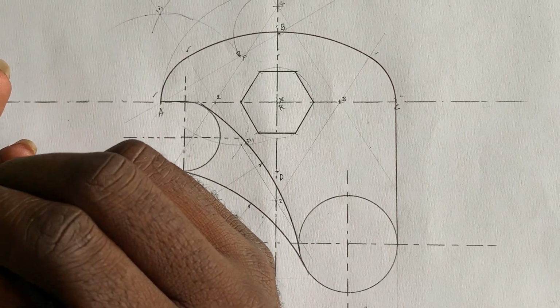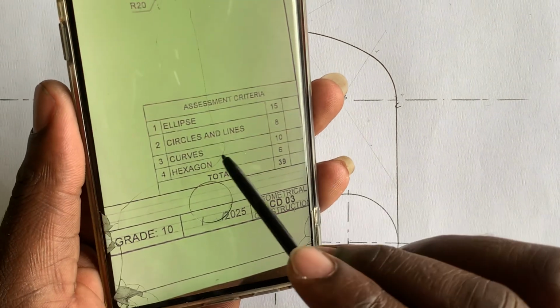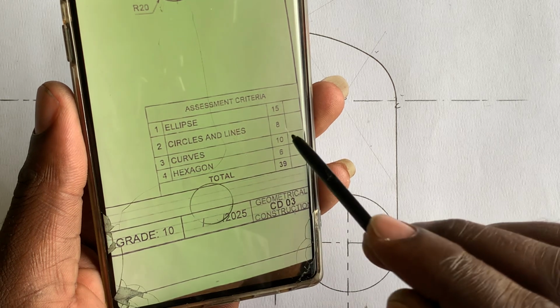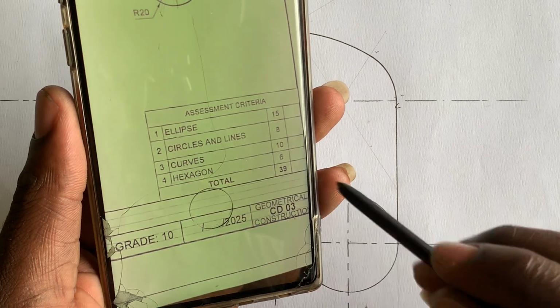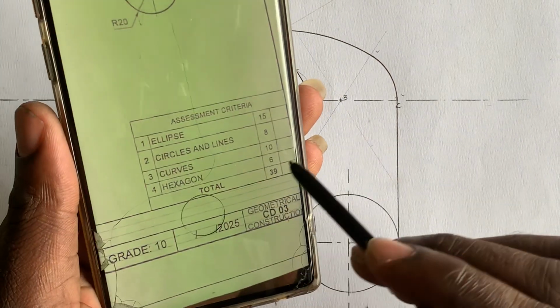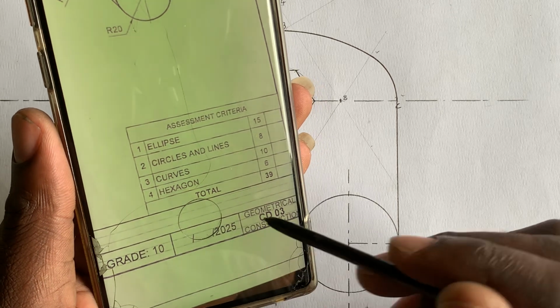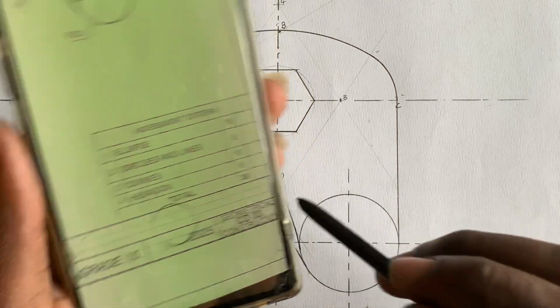So assessment criteria: ellipse 15 marks, a circle and lines 8 marks. So they need to see the dimension, the construction lines. The curves 10 marks, hexagon 6 marks. The total is 39 marks.